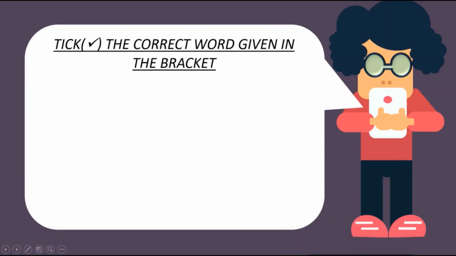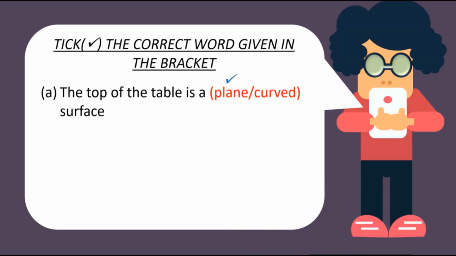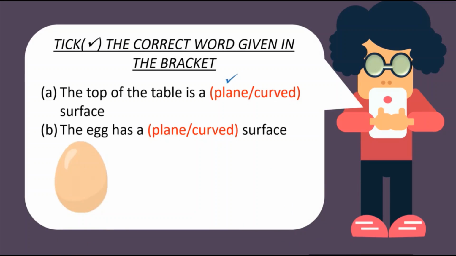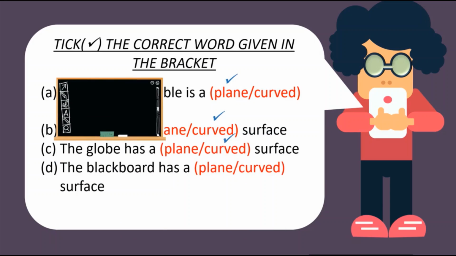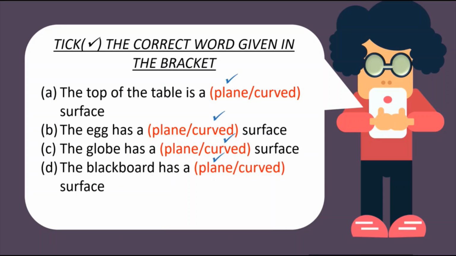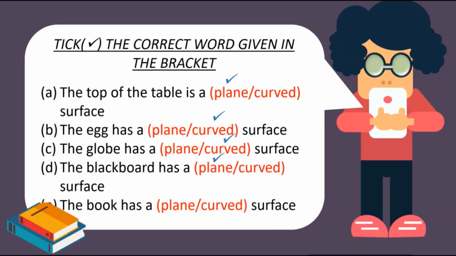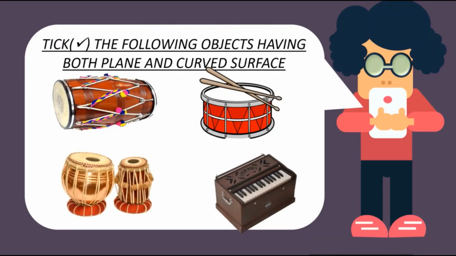Now we come to the exercises. Tick the correct word given in the bracket. So, we have studied about plane and curved surface. The first one, the top of a table is a plane surface. Next, the egg has a curved surface. The globe has a curved surface. The blackboard has a plane surface. The book has a plane surface.